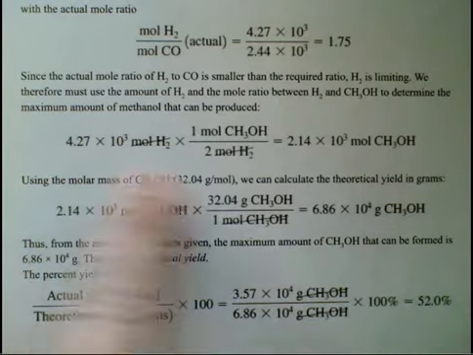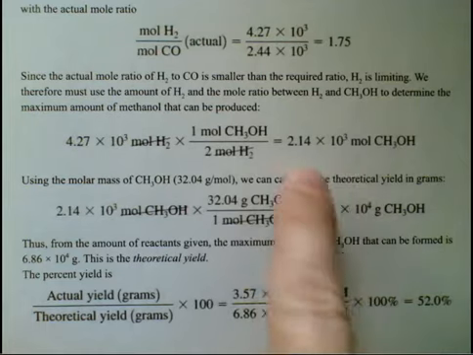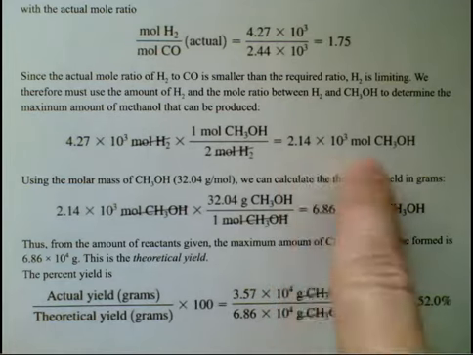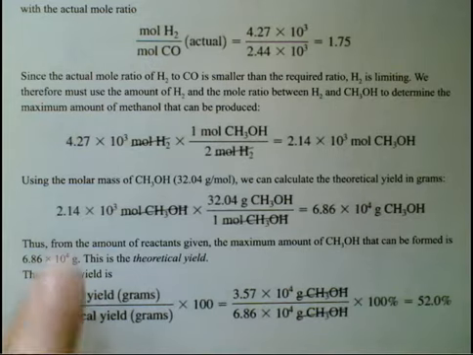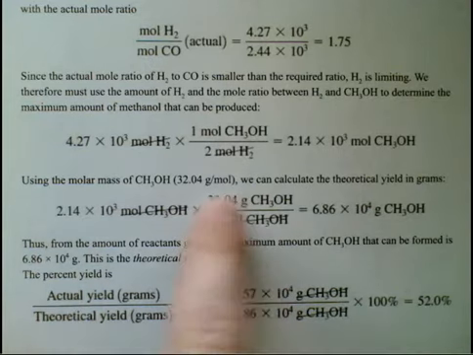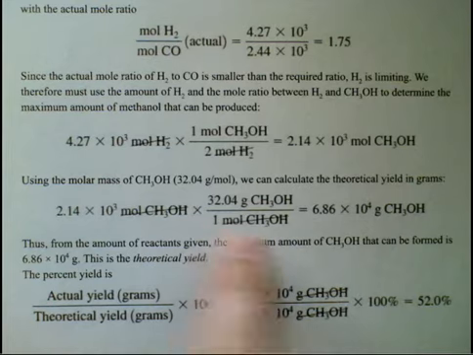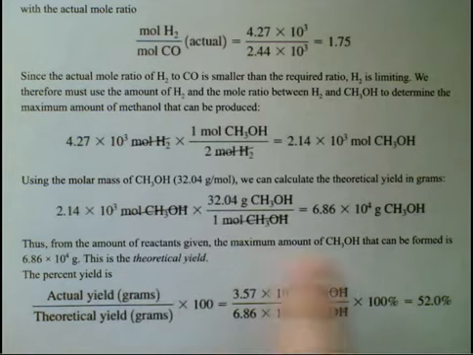We're going to convert that into moles of methanol. And so now we have a value for how much methanol is being made. Simply using the molar mass of methanol, which is 32.04 grams per mole, we can now calculate the theoretical yield, and it'll be in grams. So we take this mole value of methanol, use the molar mass of methanol. Moles of methanol will cancel out, and we have 6.86 times 10 to the fourth grams of methanol.